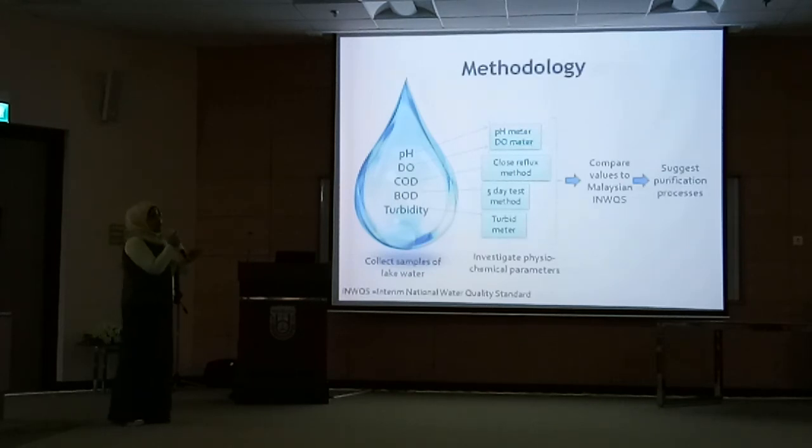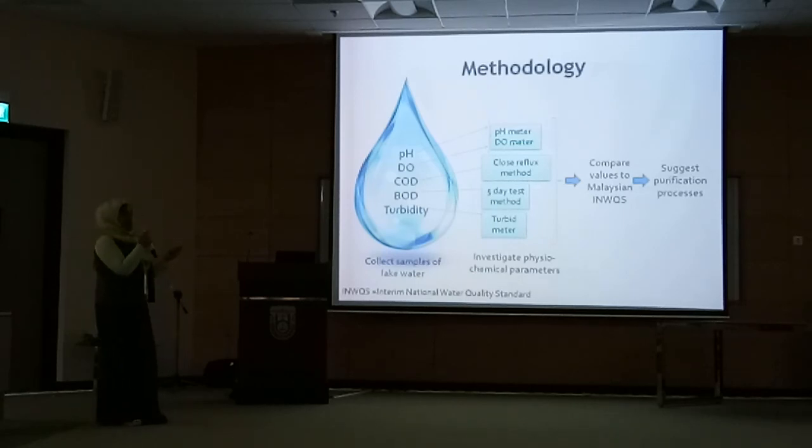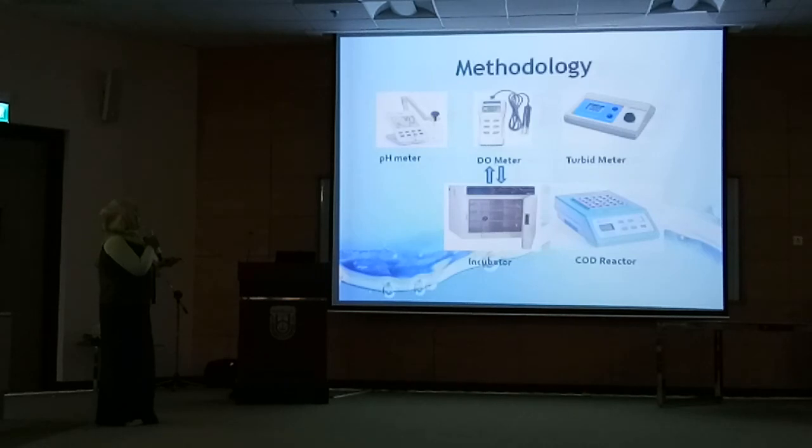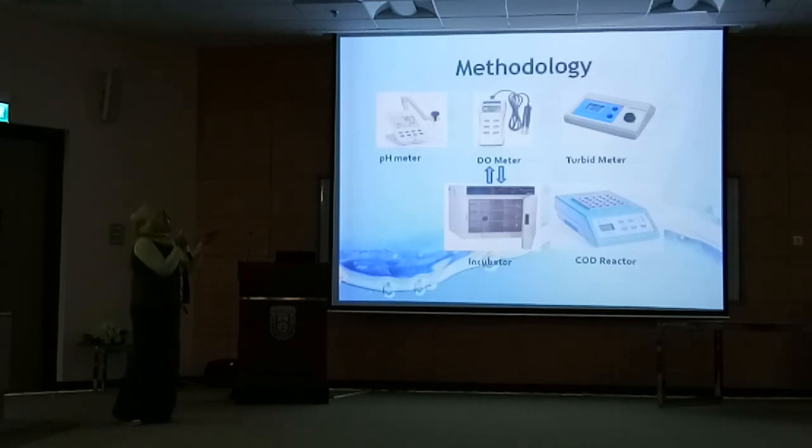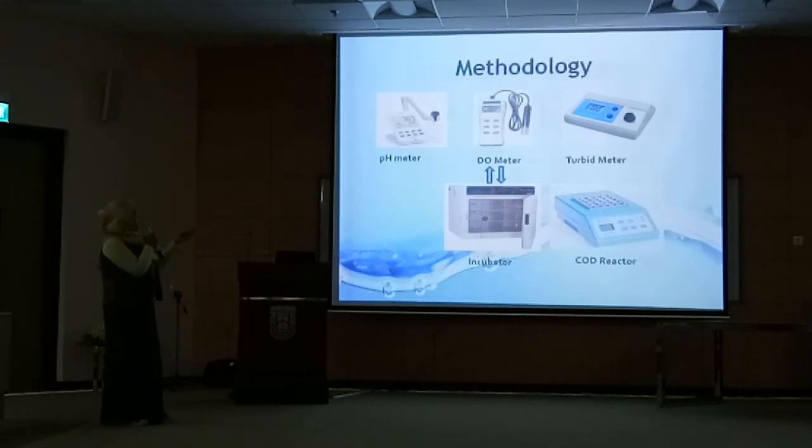To find out pH, we use a pH meter. For DO, a DO meter. For COD, the closed reflux method, we use a COD reactor. And for BOD, the 5 days test method. Actually, it's also called BOD 5. So, like a 5 days test of dissolved oxygen, and how much dissolved oxygen the organic matter needed. BOD is the average for those calculations. Turbidity, we use a turbid meter to find out the turbidity. Here I show all the machines to check the water quality parameters: pH meter, DO meter, turbid meter, COD reactor, and incubator.